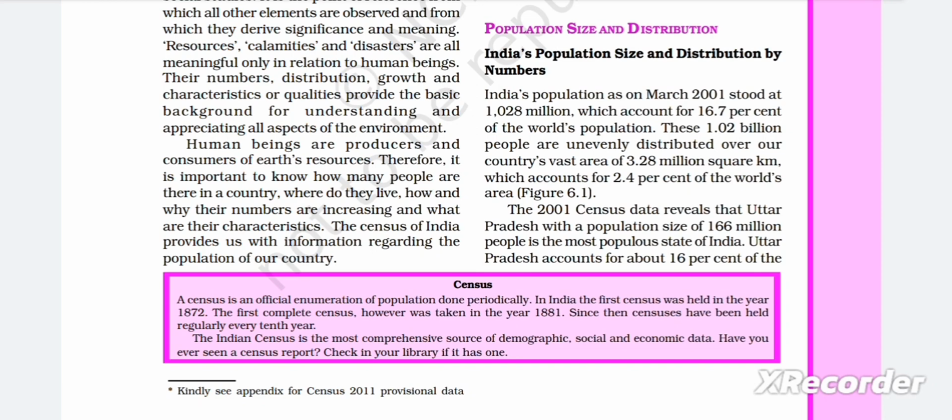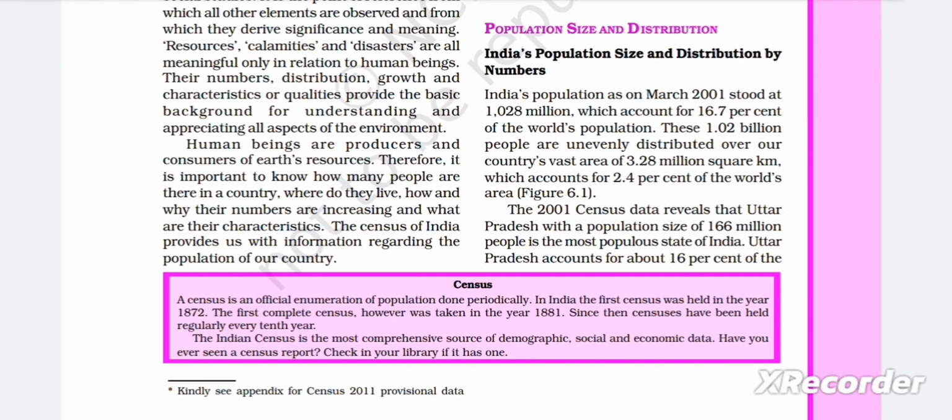India's population as of March 2001 stood at 1028 million, which accounts for 16.7% of the world population. That is a very big one. And you know, now India is the first country in population, and China has become the second one. These 1.02 billion people are unevenly distributed over our country's vast area.